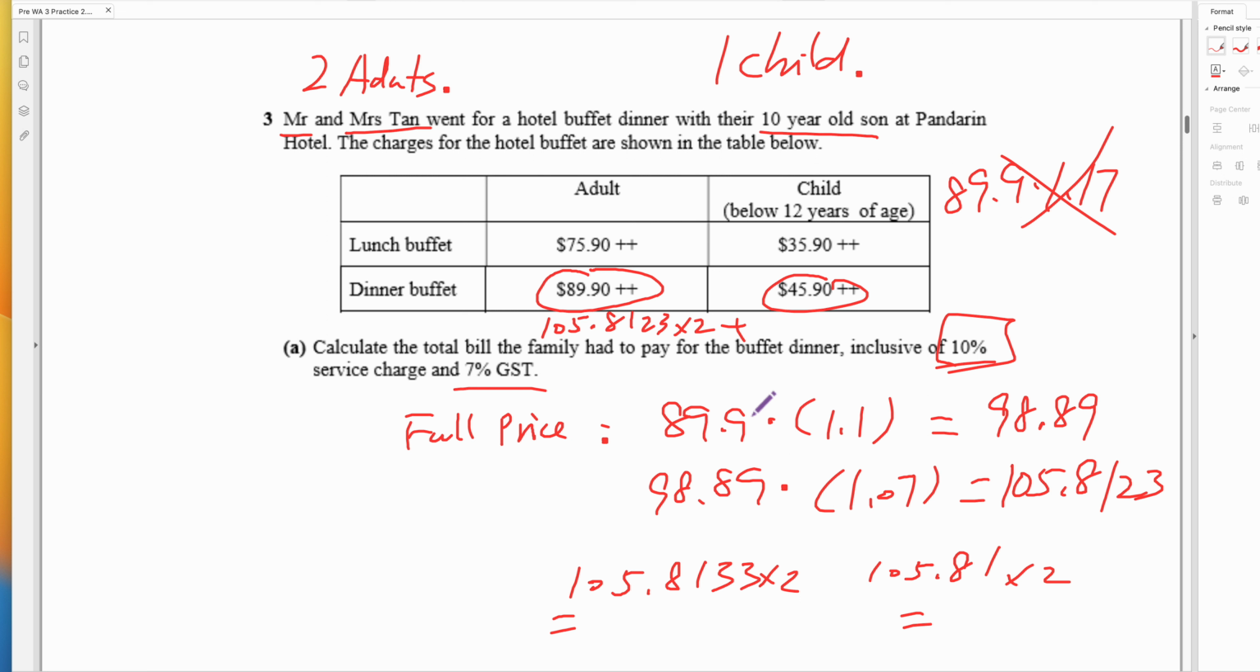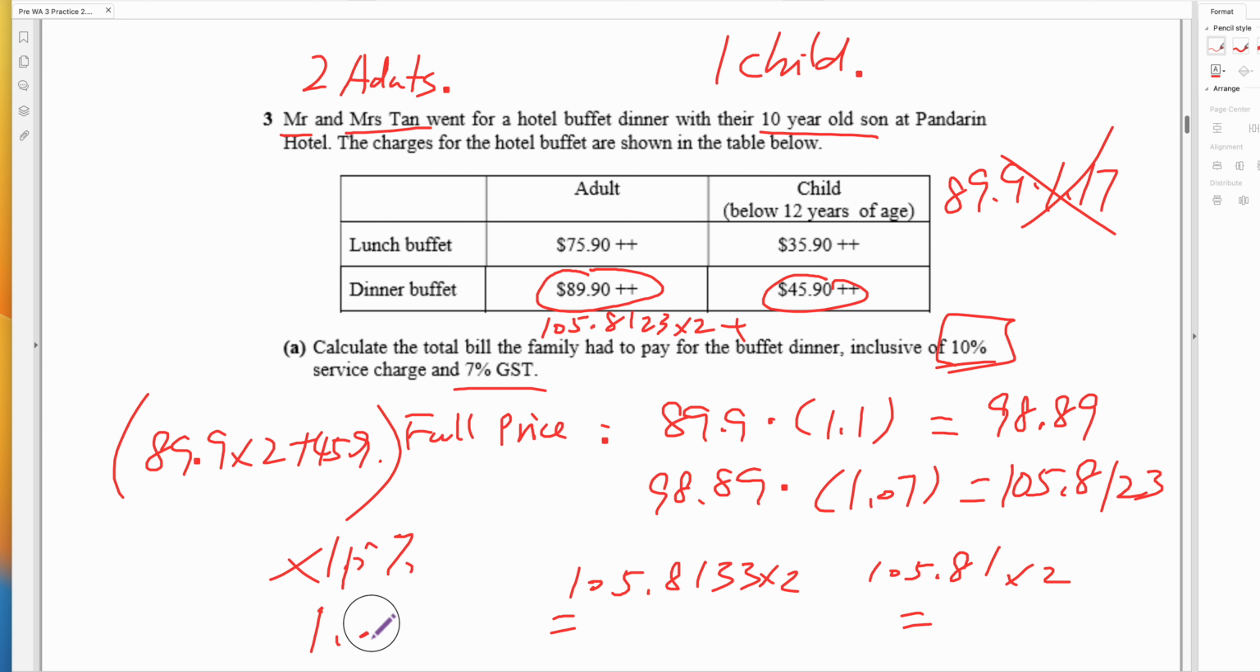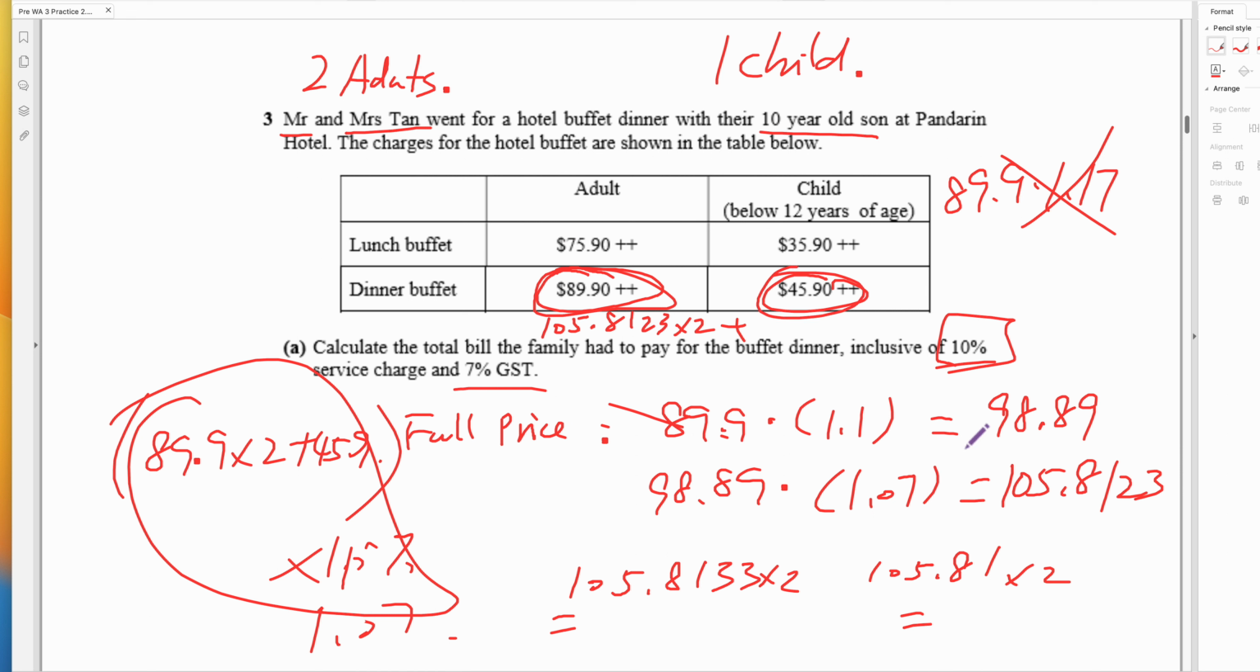I thought you plus all of them together, then you times 10%. So you're trying to say times 2, then plus the 45.9, then you do the 10%, 1.1, then do the 1.07, right? Yes. Okay, this way of doing, logically, I don't think it's so right. So I think it's better to get the full price for one adult, then get the full price for a child, then you just times separately.